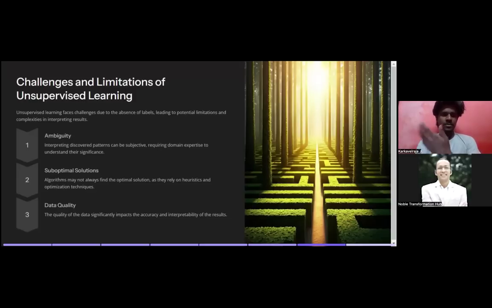Unsupervised learning faces challenges due to the absence of labels. So it's an advantage and it is also a disadvantage, leading to potential limitations and complexity in interpreting the result. First thing, ambiguity. Interpreting discovered patterns can be subjective and requires domain experts to understand their significance.